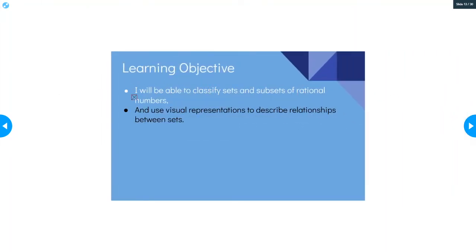Our learning objective today: I will be able to classify sets and subsets of rational numbers and use visual representations to describe relationships between those sets.